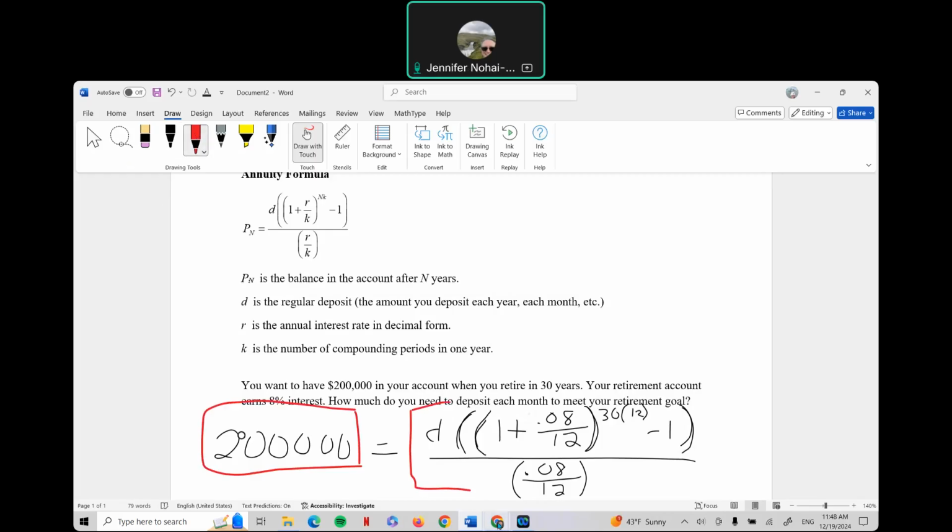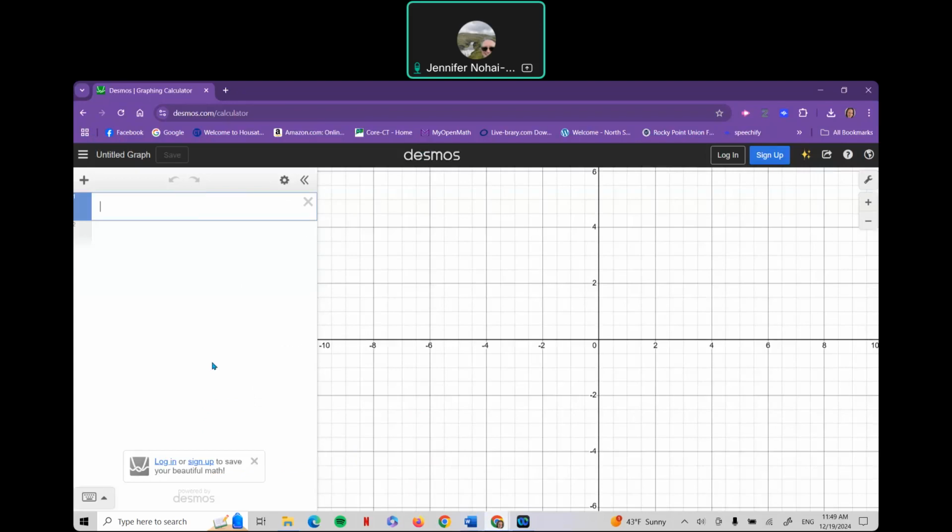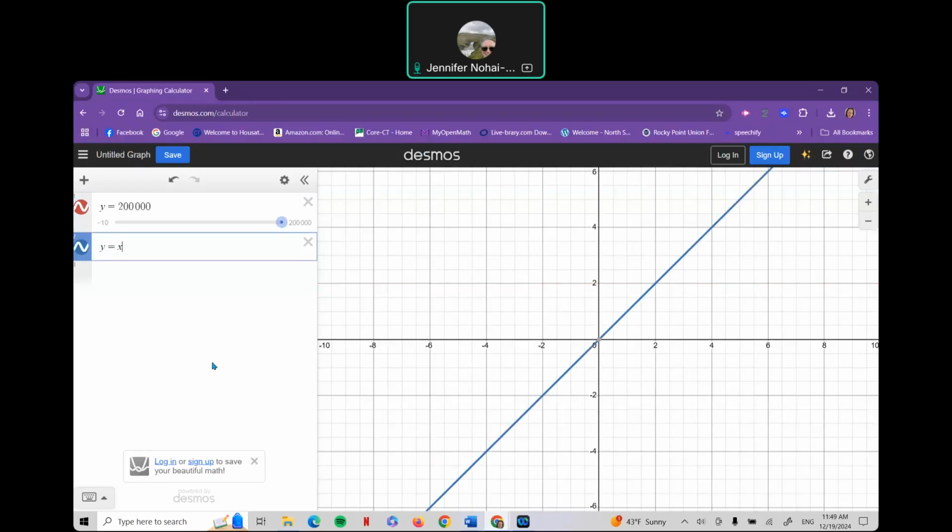So let's jump over that and start. So we have y equals 200,000. Okay. Then we also have y equals. Now we aren't going to use D. We're going to actually use X in this case, but we do know that that's going to be our D. We have a double set of parentheses, 1 plus 0.08 divided by 12. Then we're going to use the right arrow to end our parenthesis there.